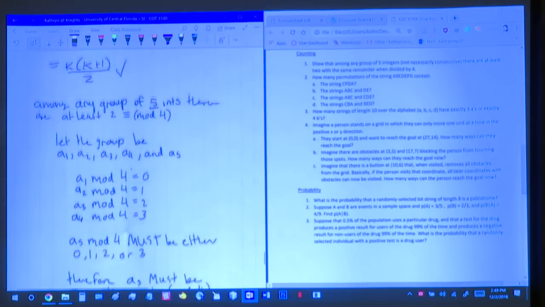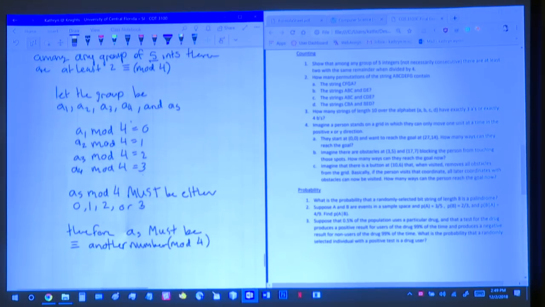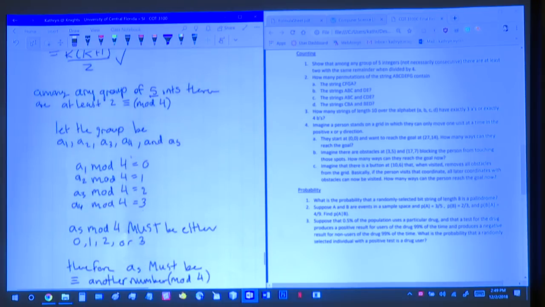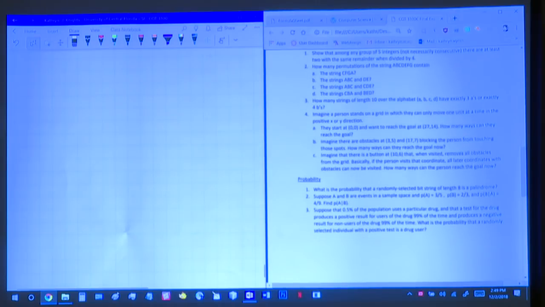But yeah. Any other questions? This one's not that hard, I don't think. Just basically the pigeonhole principle, I think, is kind of a fun one, actually. I don't know. Let's move on to the next one.